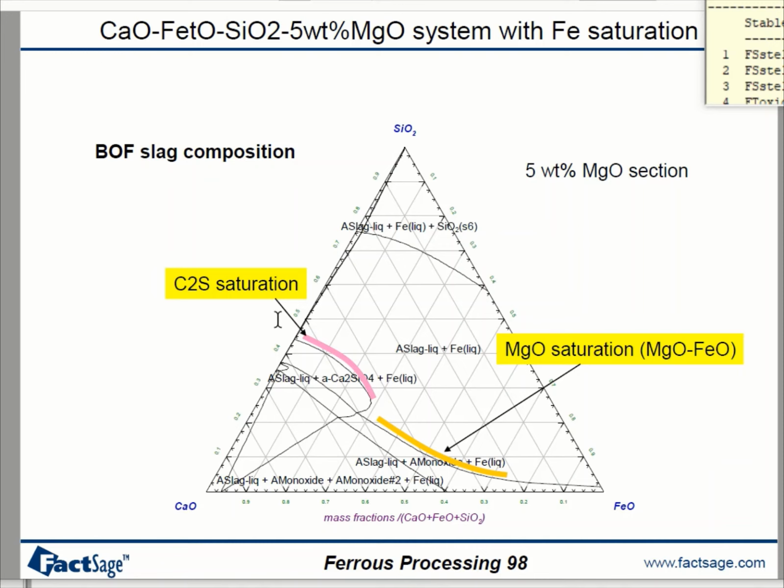I also just mentioned C2S saturation and the monoxide saturation. Monoxide in this case is MgO plus iron solid solution. So let's try to do this quaternary phase diagram calculation. Okay, so let's go to my backstage.